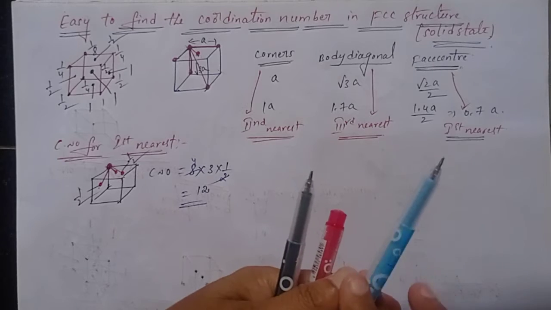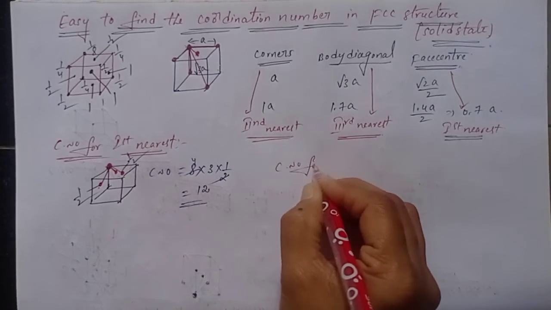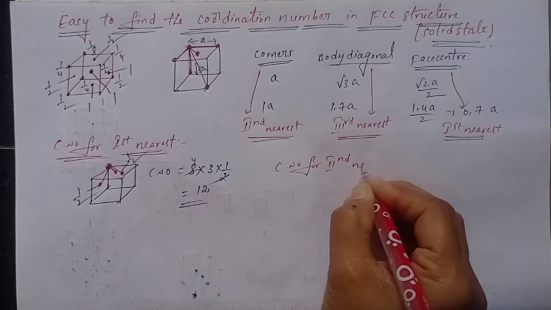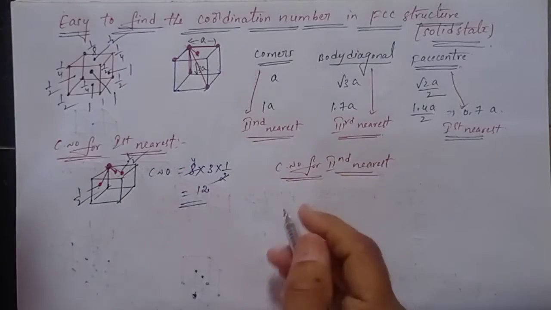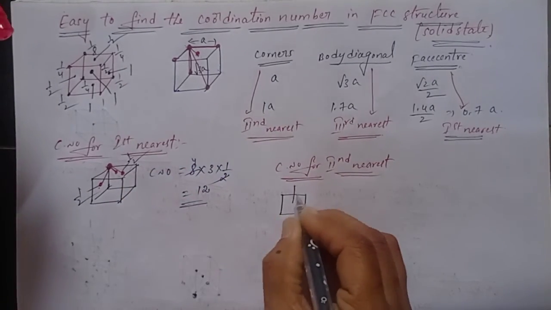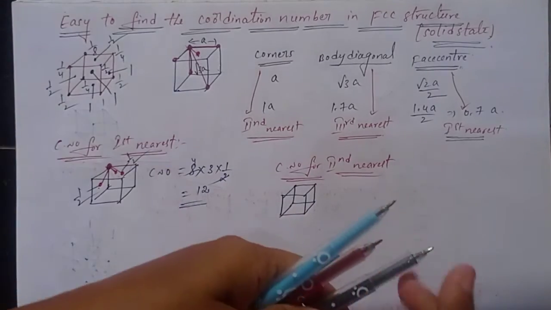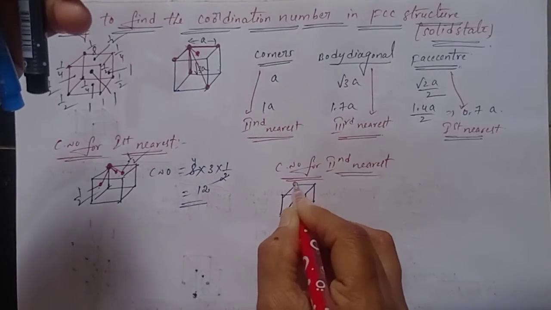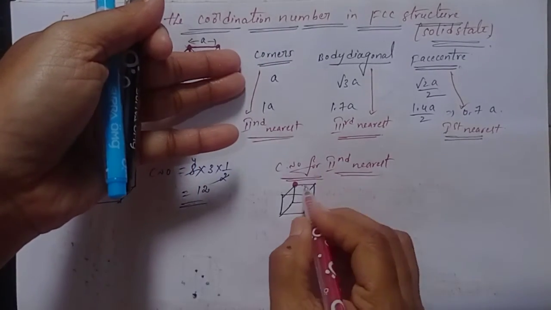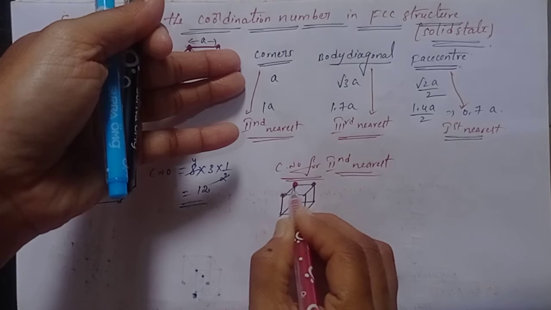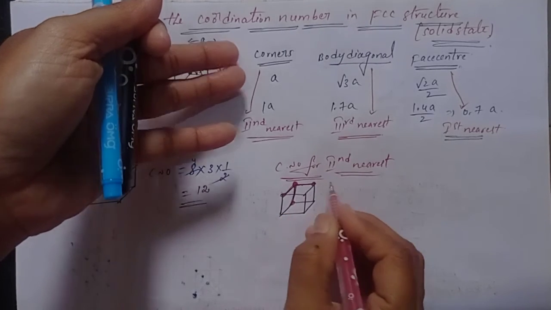Okay, and next, the second nearest I am going to calculate, students, the coordination number for the second nearest. So how to find it? Again, take here the simple cubic unit cell, students, and this is the considered particle. Second nearest, which particle, students? Corners. So it is in touch with this corner and this corner, and next one more corner here. Okay, so total 3 corners.